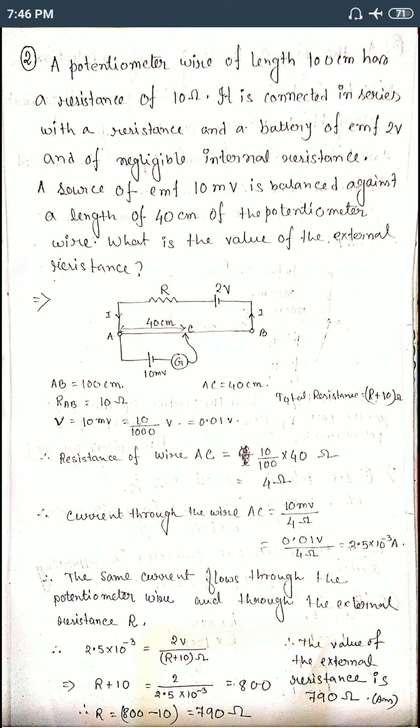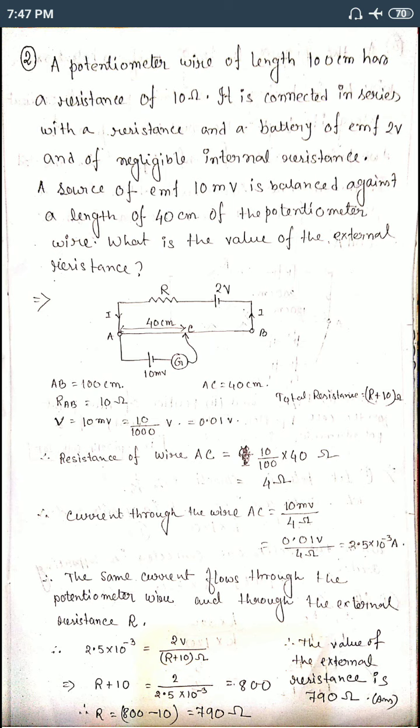When the wire is 100 centimeter, its resistance is 10 ohm. So when the wire is 40 centimeter, what will be its resistance? That is 4 ohm. Simple. So the resistance of the wire AC is 10 by 100 into 40 ohm, that is 4 ohm. I hope it is clear to you how we can find the resistance of AC.